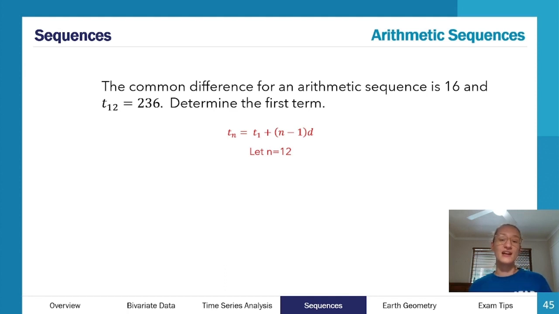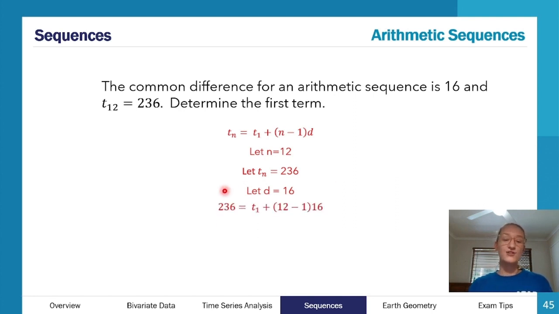So make sure you're getting as many part marks as possible. So n is equal to 12. I know that. T12 is equal to 236. So n is 12, I know what term 12 is, and I also know that Tn is 236, and I'm told that the common difference is positive 16.